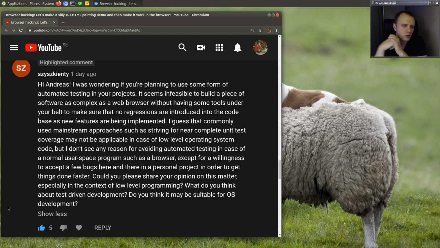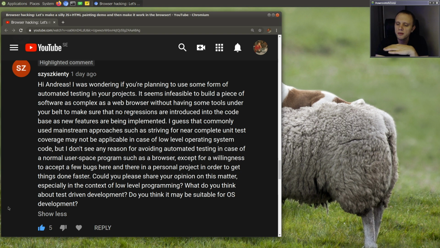I think the short answer is I'm definitely going to use more and more automated testing as the project matures. But I do firmly believe that test-driven development at the start of a project, or while you're trying to rapidly build out a project, is very, very counterproductive and can severely inhibit your growth rate. So I don't do that.